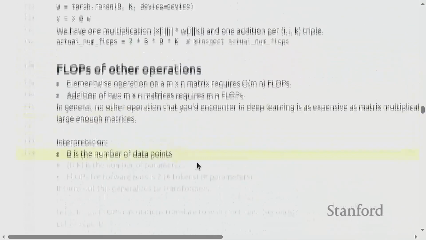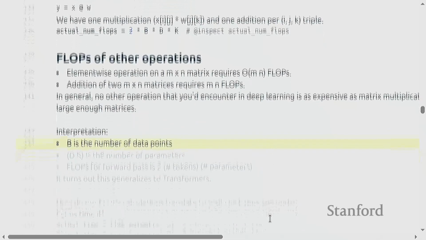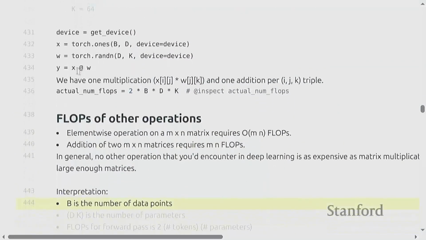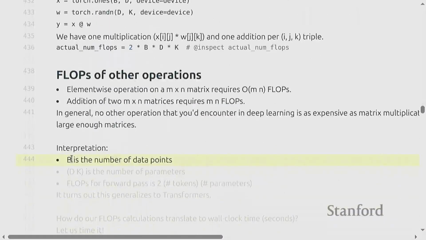Okay, so yeah. Additions and multiplications are considered equivalent? Yeah, additions and multiplications are considered equivalent. So one way I find helpful to interpret this: at the end of the day, this is just a matrix multiplication. But I'm going to try to give a little bit of meaning to this, which is why I've set this up as a little toy machine learning problem. So B stands for the number of data points, and dk is the number of parameters. So for this particular model, the number of flops required for a forward pass is 2 times the number of tokens, or data points, times the number of parameters.